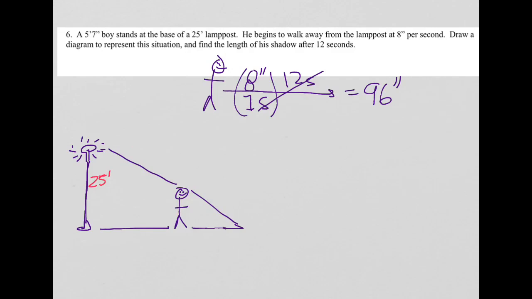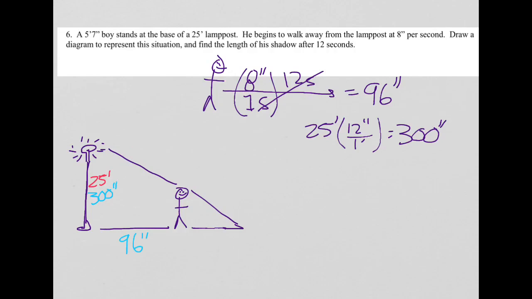Let's also figure out what is 25 feet in inches. So we're going to multiply 25 feet by 12 inches per 1 foot, and we will get 300 inches. So let's now label what we know. We know the lamppost has a height of 300 inches. We know that he has walked a distance of 96 inches, and we know that he's 5'7" tall.